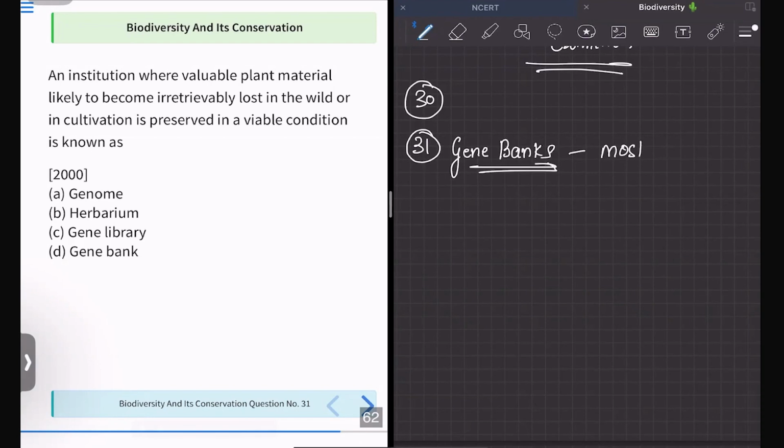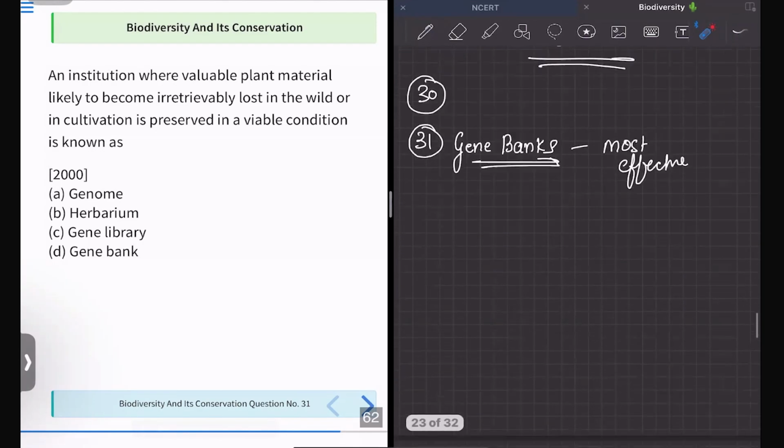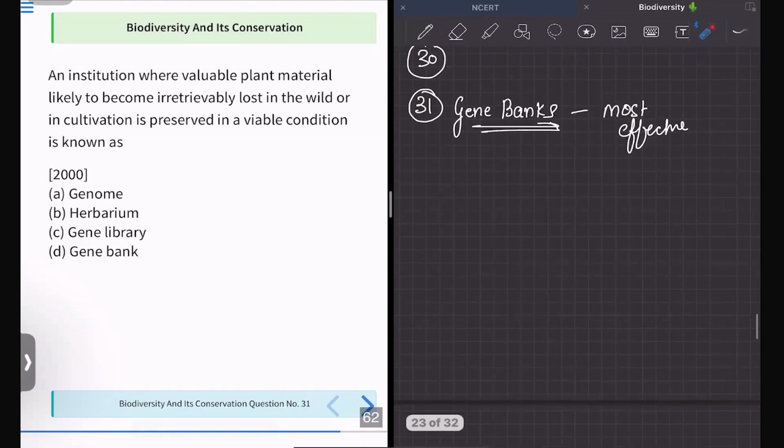And this is one of the most effective ways of conservation, as we have discussed, correct? Seed banks are the most effective way. Similarly, the same principle can be used to store the valuable genetic material of a species that has a tendency to become extinct. We do not want that to happen. We want to store it. So we are going to store it in gene banks. So the most correct answer for this question is option number D.